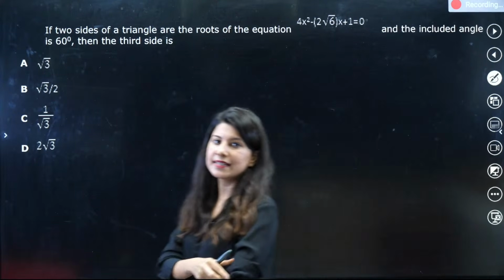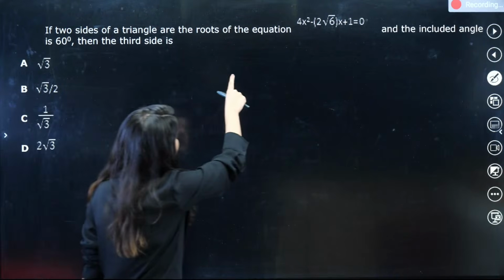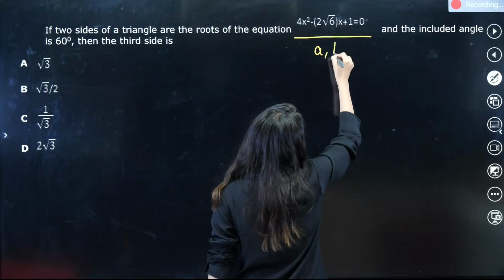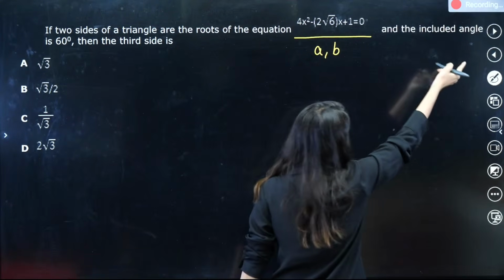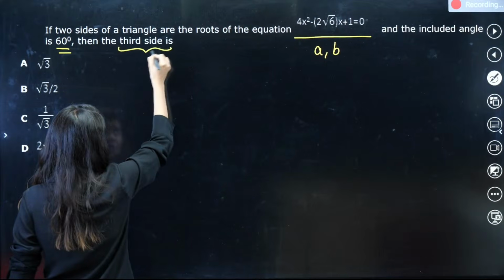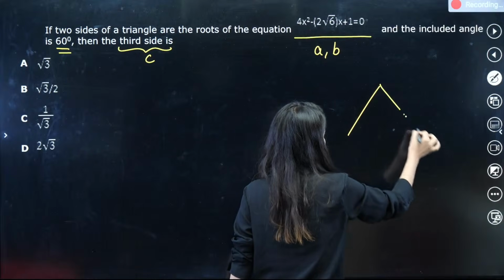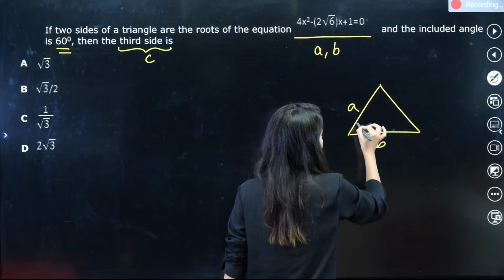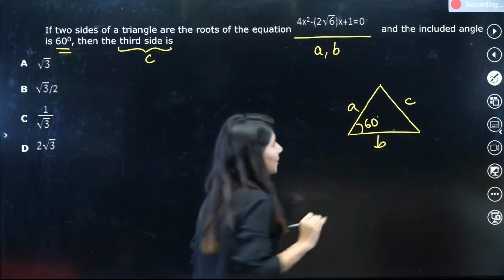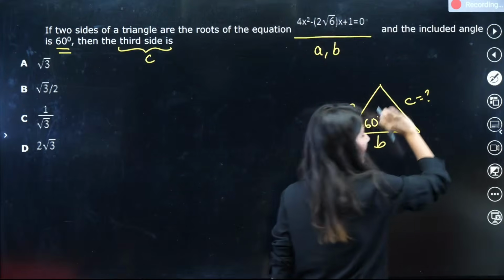Now next, let us understand this. Okay. So if two sides of a triangle are the roots of this equation, let us assume a and b are those two sides and the included angle is 60 degrees. We need to figure out the third side. So if I draw this, what do I get? a, b and the included angle is given as 60 degrees, and the third side, c, is equal to question mark. Everything else is given to us.